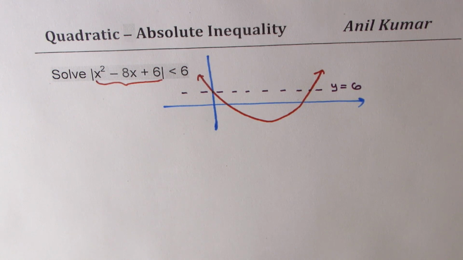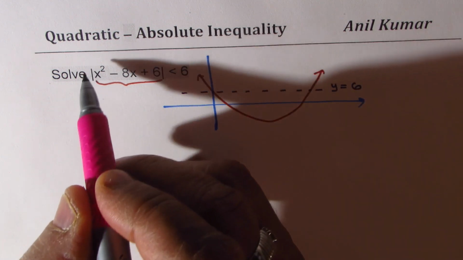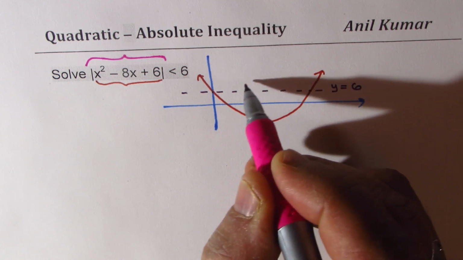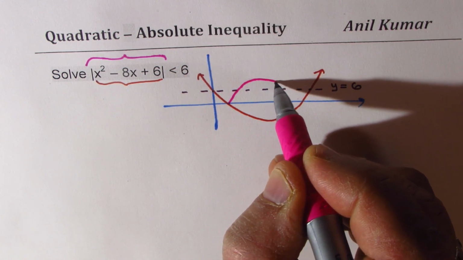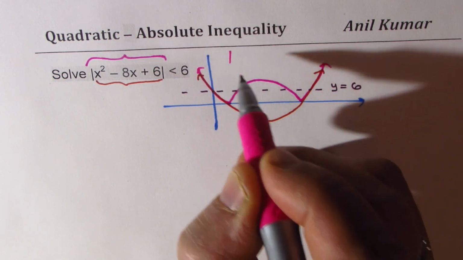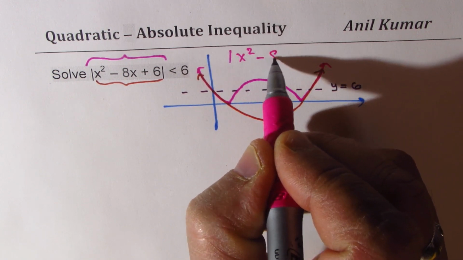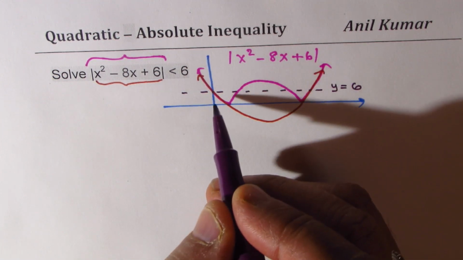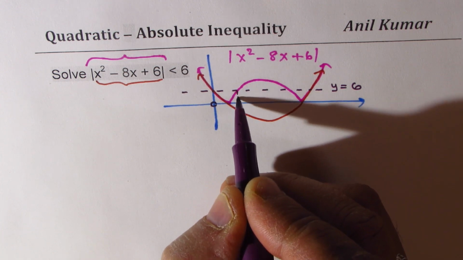Now, if I sketch the absolute value, that means the whole function, then the negative part becomes positive, right? So it has to be reflected. So what I get here is something like this. Correct? So that becomes my absolute function. Correct? So this is my absolute function, x square minus 8x plus 6. And as you can visualize, we have a solution right there. The solution we are looking for is something which is less than 6. So that something is right there. Is it okay?